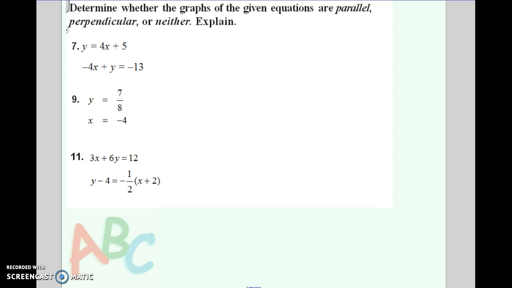So let's look at these. These are determine whether the graphs are parallel, perpendicular, or neither. Well, this one's in slope-intercept form, so my slope is 4. This one is in standard form, so my slope would be negative a over b, which will be negative a, which is negative 4, over b, which is 1, which means I get negative negative 4, so positive 4 over 1, which is just positive 4. So these two slopes are the same, which means these two lines are parallel.